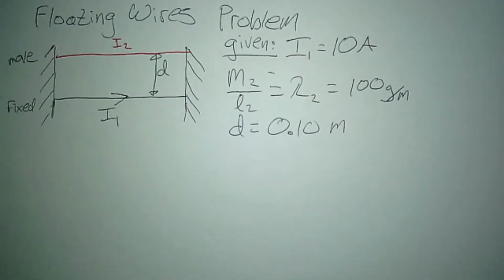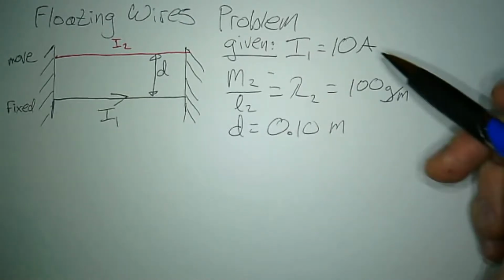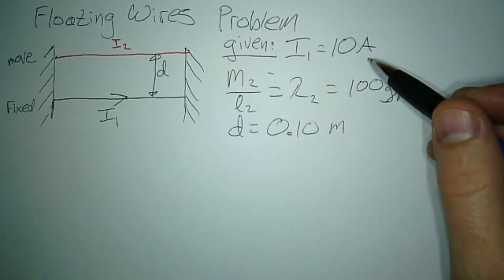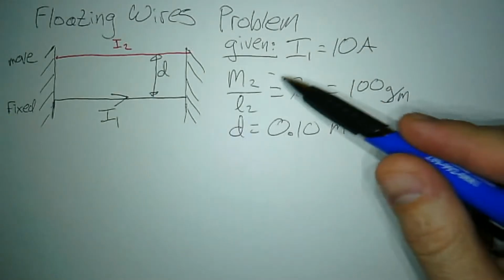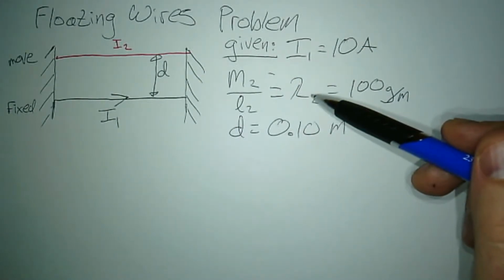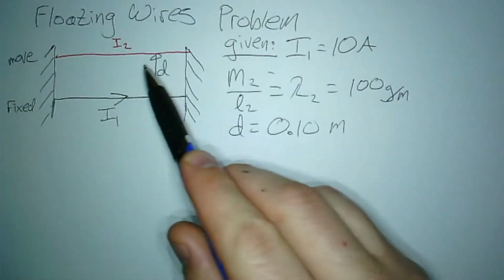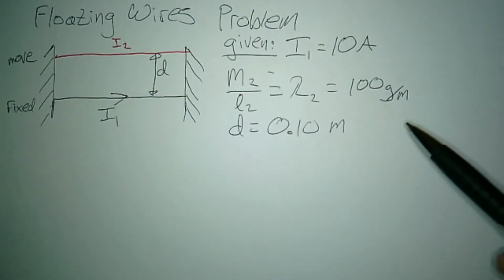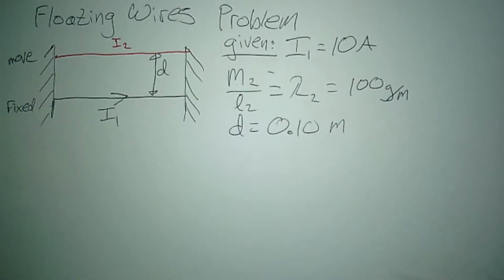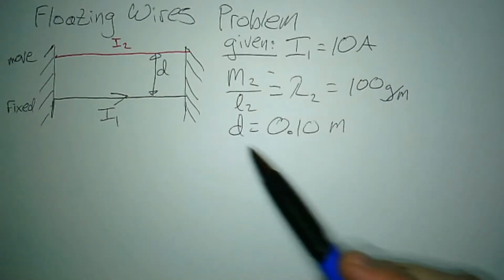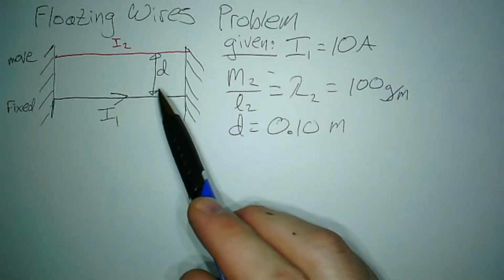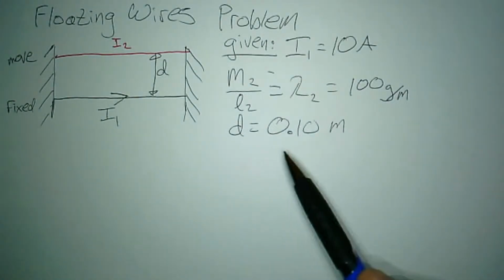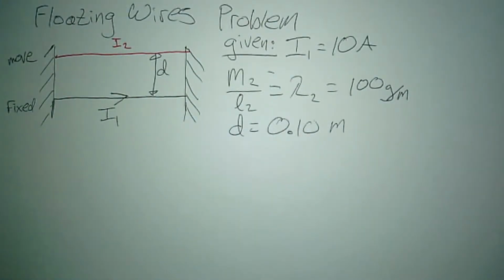Okay, so what I've added here is we're going to have a given that the current in wire 1 is 10 amps, and that the mass per length, or the linear density of wire 2, is going to be 100 grams per meter, or 0.1 kilograms per meter, if you'd rather. And we want that wire 2 to float a distance of 10 centimeters above wire 1.